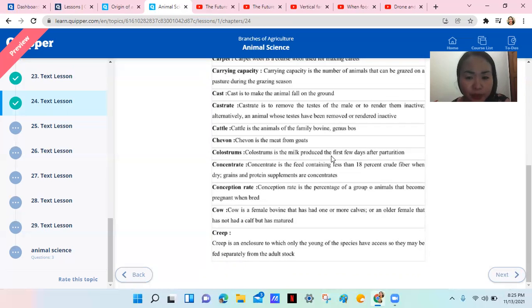Colostrum is the milk produced in the first few days after parturition, and it's very nutritious. Concentrate is the feed containing less than 18% crude fiber. Dry grains and protein supplements are concentrates. Conception rate is the percentage of a group of animals that become pregnant when bred. Cow is the female bovine that has had more than one calf, as opposed to an older female that has not had a calf but has matured. Crib is an enclosure to which only the young of the species have access. They may be fed separately from the adult stock.